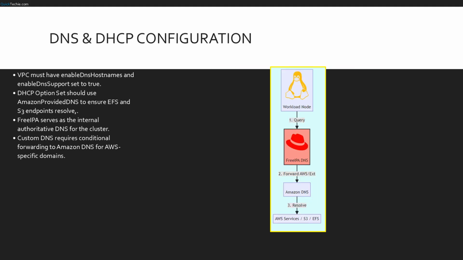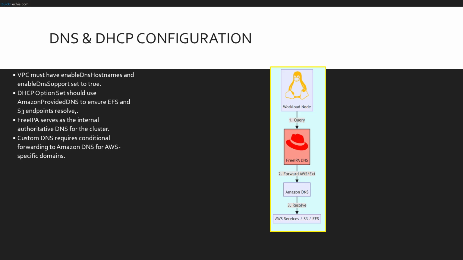DNS configuration is a frequent source of deployment errors. Your VPC attributes, enable DNS hostnames and enable DNS support, must be set to true. Without this, the internal hostnames Cloudera relies on won't function. Furthermore, your DHCP option set should point to Amazon-provided DNS. This is essential for resolving AWS services like EFS and S3.